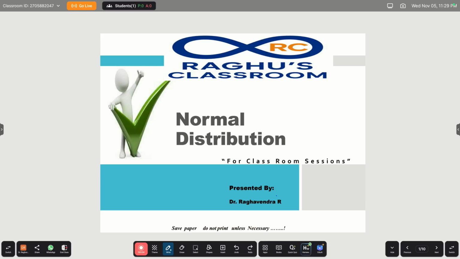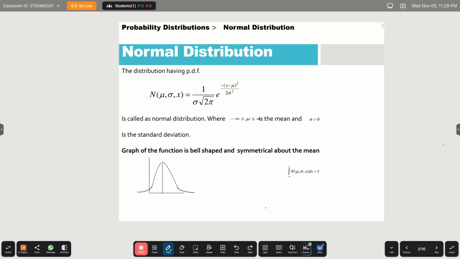In this session, let's have a discussion on normal distribution. A distribution having the probability density function 1 by sigma root 2 pi e power minus (x minus mu) whole square divided by 2 sigma square is called as normal distribution. Here this mu represents mean, sigma represents standard deviation, and of course this sigma square will be the variance.